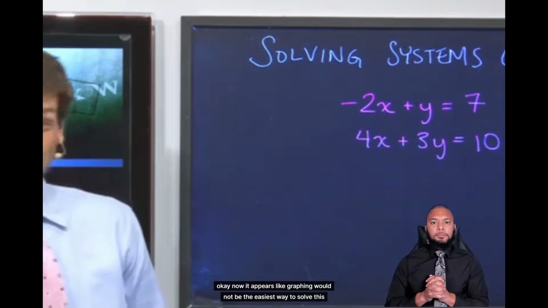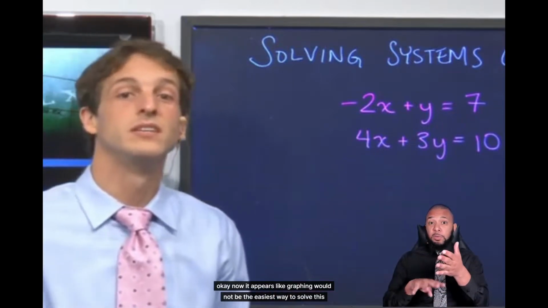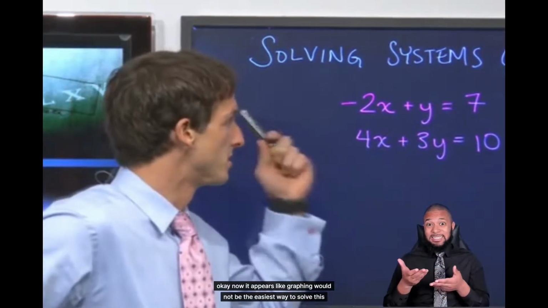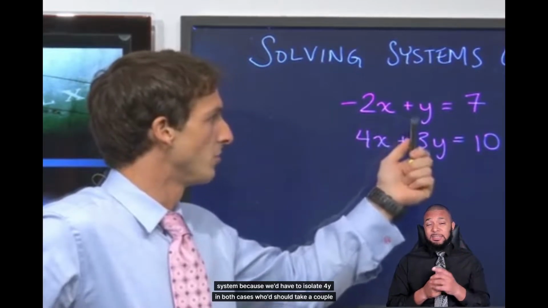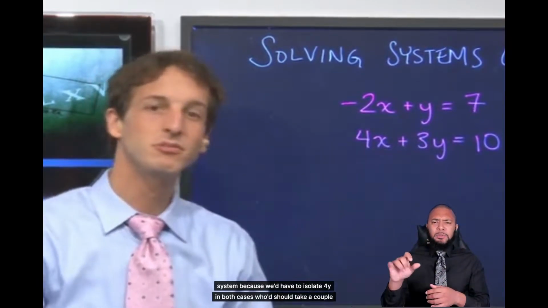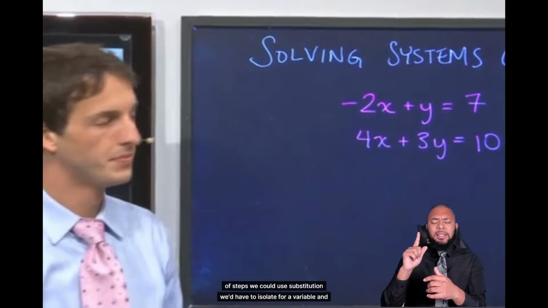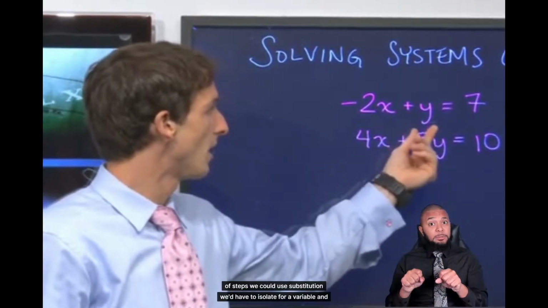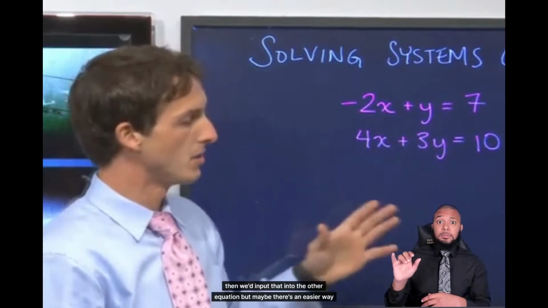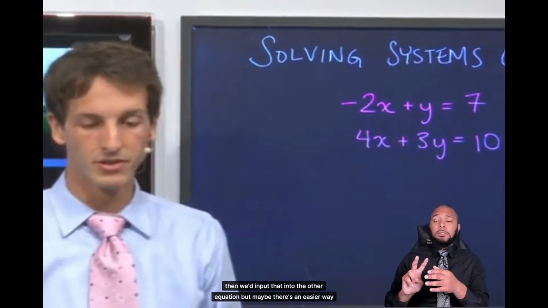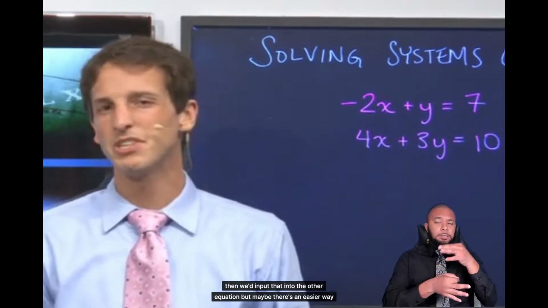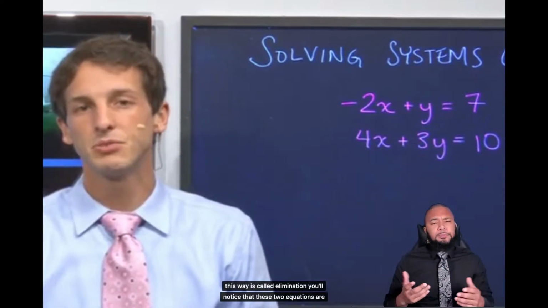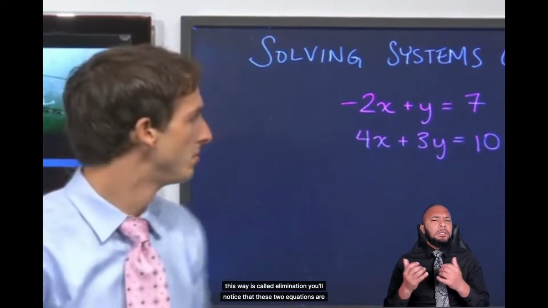Now, it appears like graphing would not be the easiest way to solve this system because we'd have to isolate for y in both cases, which would take a couple of steps. We could use substitution. We'd have to isolate for a variable, and then we'd input that into the other equation. But maybe there's an easier way. This way is called elimination.